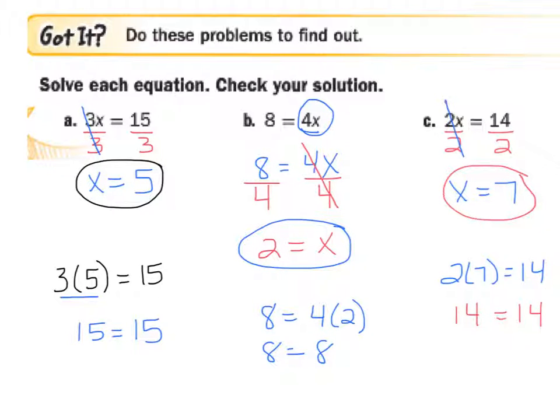So you should divide both sides of the equation by 2 because that's what's attached to the letter x. And 2 divided by 2 is 1. 1 times x is x. And so 14 divided by 2 is 7. And we know that 2 times 7 is 14, which matches.